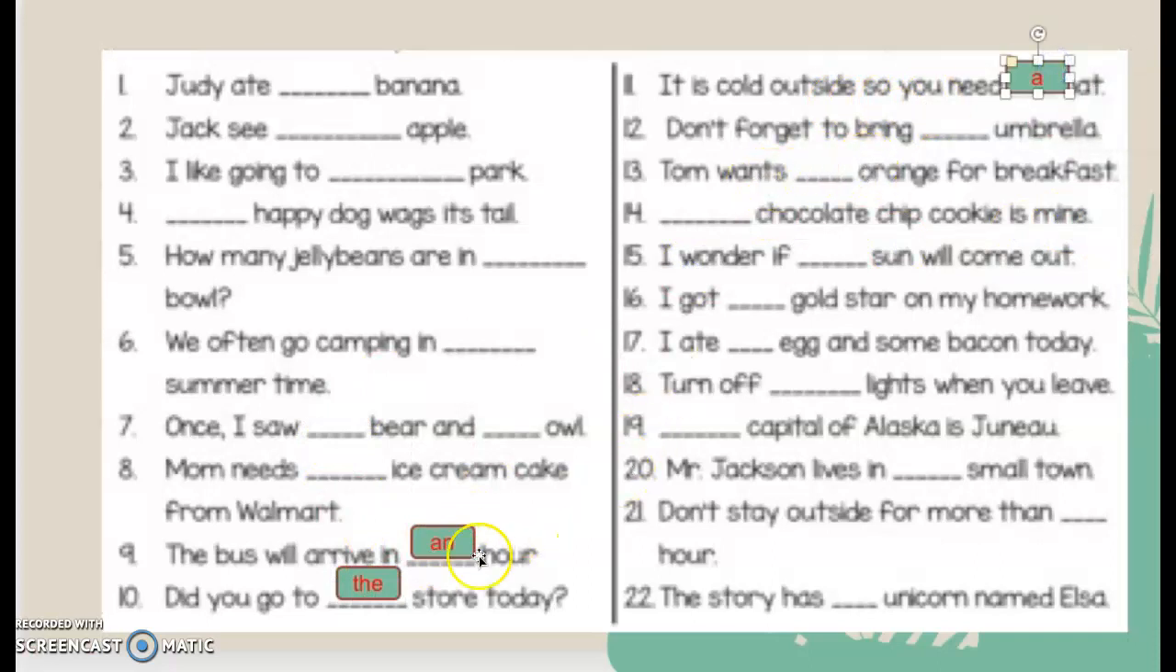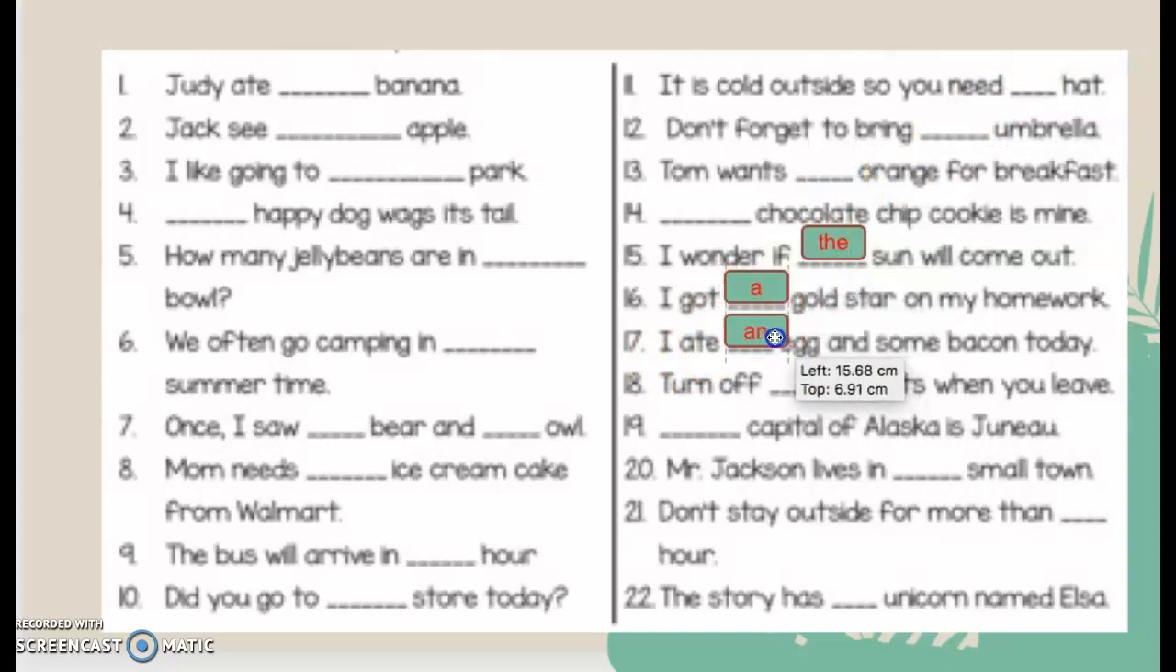Don't forget to bring an umbrella, because umbrella starts with the letter U. Tom wants an orange, because orange starts with the letter O. The chocolate chip cookies are mine. It's not any chocolate chip cookie, it's the specific chocolate chip cookie. I wonder if the sign will come out, because we only have one sign. I got a gold star on my homework. I ate an egg and some bacon today.